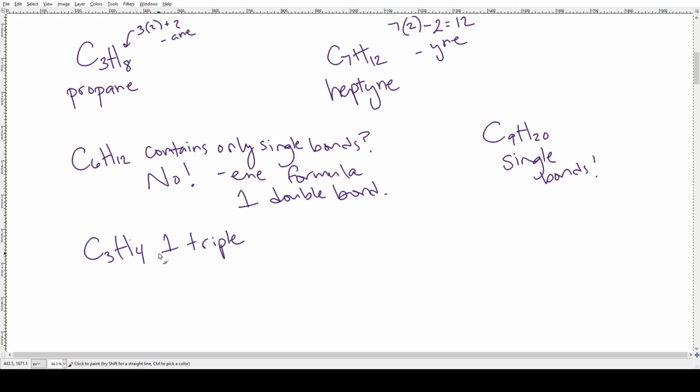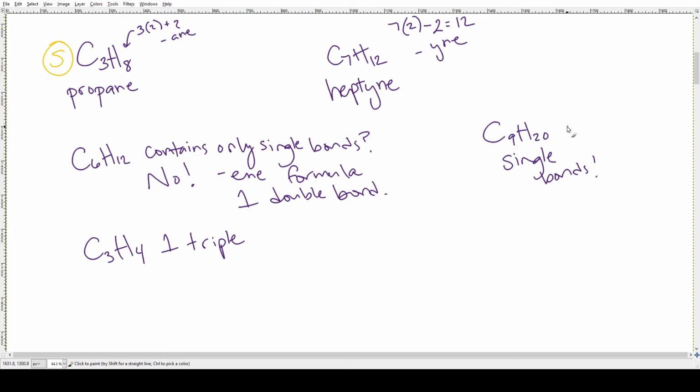Okay, what if I asked you, out of the ones that I've already put onto this page, which of these are saturated? Anything with an ane ending or single bonds is saturated. So you would have wanted to say that. Propane is saturated.